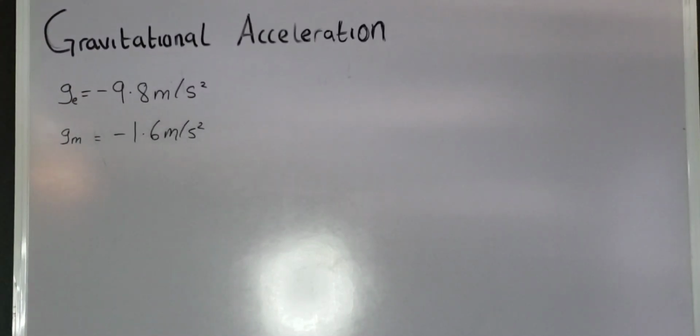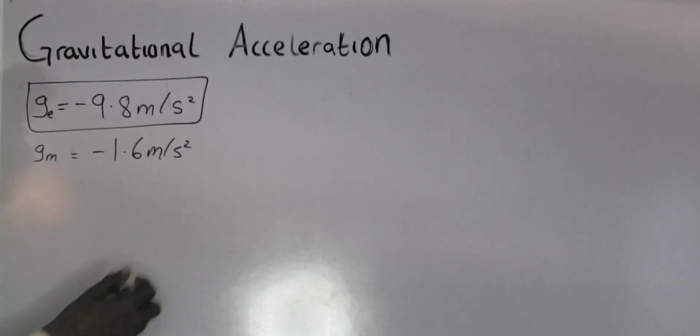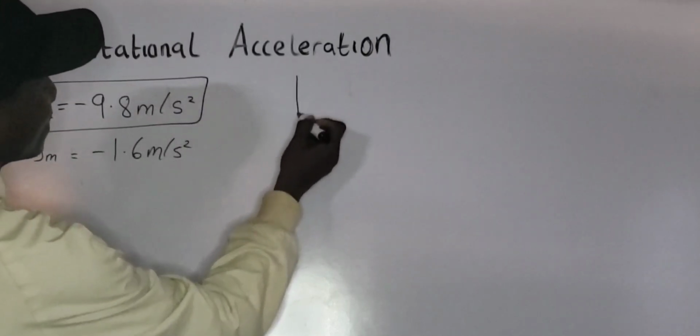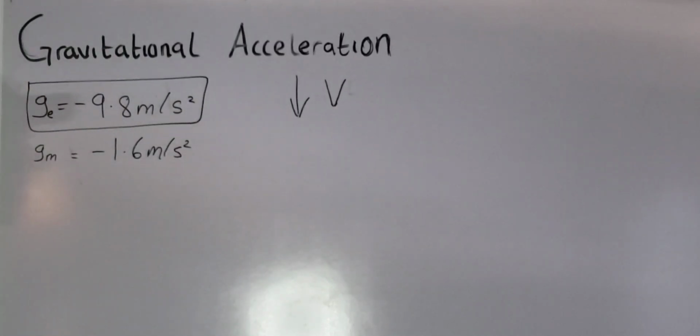For example, Earth is what? Minus 9.8 meter per second squared. Now let us proceed, but we are going to be focusing on gravitational acceleration on the Earth's surface. From the previous lesson, we learned what negative acceleration does to velocity. That is, negative acceleration decreases velocity. When the acceleration of an object is negative, the velocity of the object will reduce.